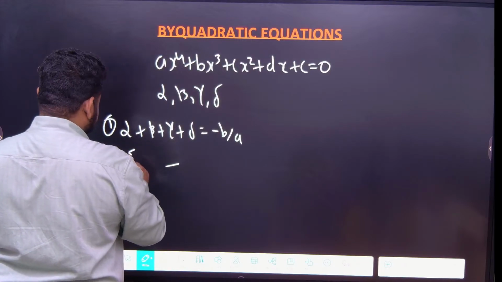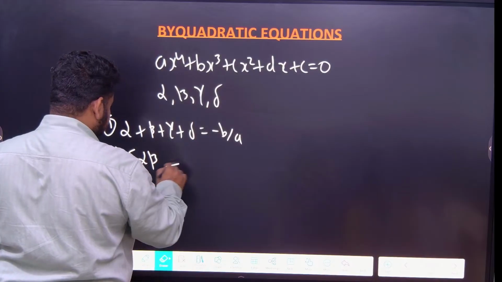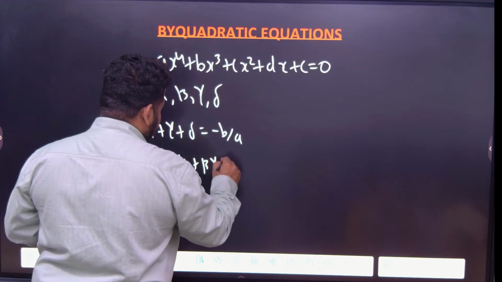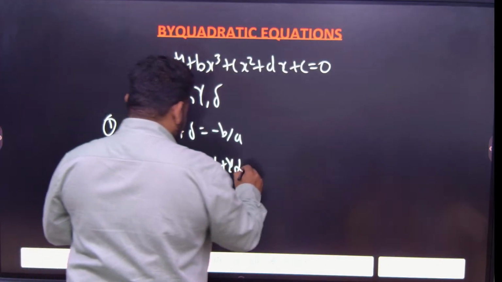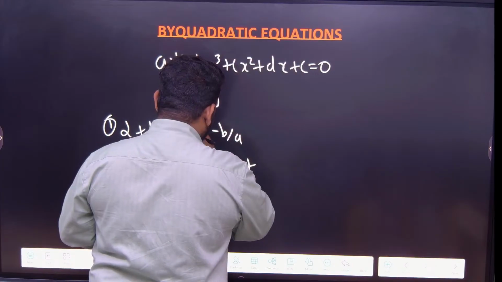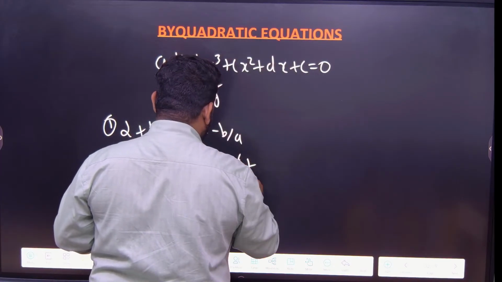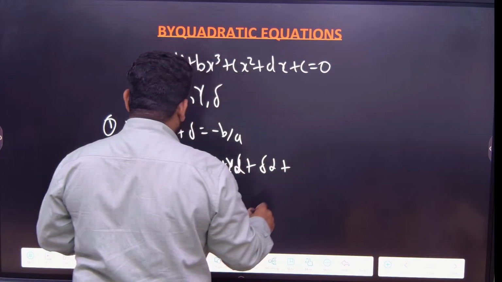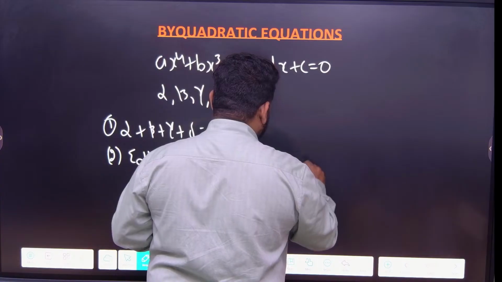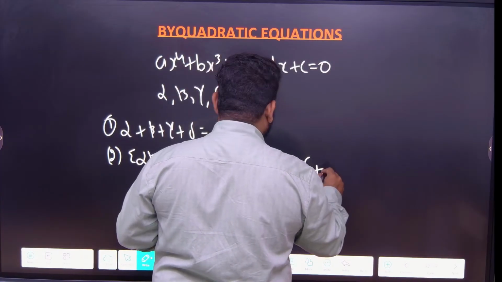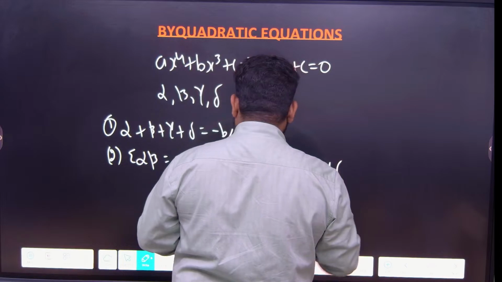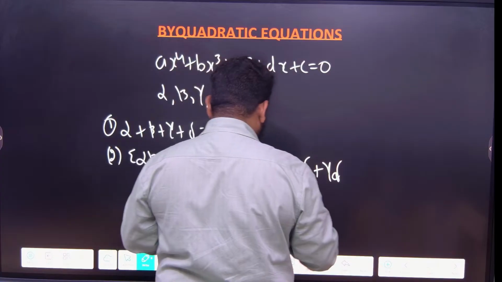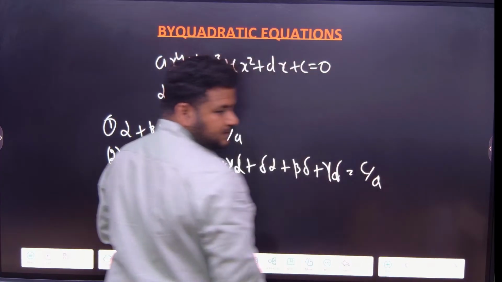Next thing is summation of alpha beta. Summation of alpha beta means alpha beta, beta gamma, gamma alpha, and also gamma delta should come here, gamma delta, delta alpha plus beta delta. Correct? So how many will you get? 1, 2, 3, 4, 5, 6. So this will be equal to c by a.